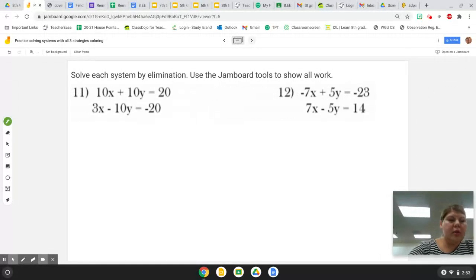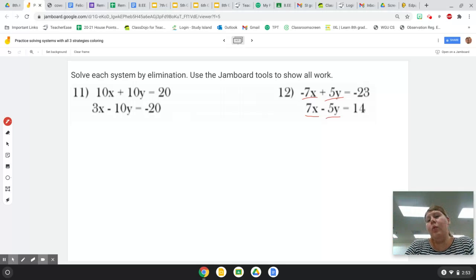And number 12. All right. So we have two equations. My goal with elimination is to eliminate one of my variables, so either x or y. So in this case, I'm going to look at my x values. Well, I have -7x and 7x here. I have +5y and -5y, so it really doesn't matter which one. I'm going to just go ahead and go with the x's since they're right out in front.